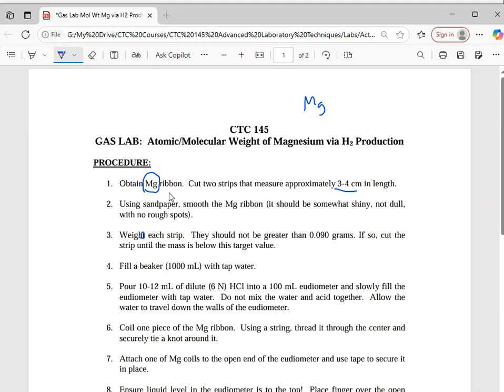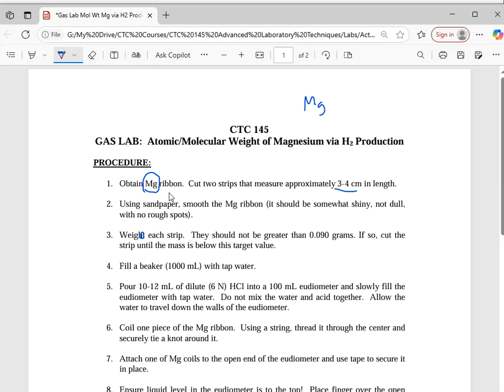All right, well, that's another mistake. Gosh almighty, what has happened here? So we're going to weigh each strip, and they should not be greater than 0.09 grams. That is why I'm saying I believe that 3 or 4 centimeters might be an inappropriate length. But once more, I will double check it, and I will make that correction before you actually do this lab in the lab area.